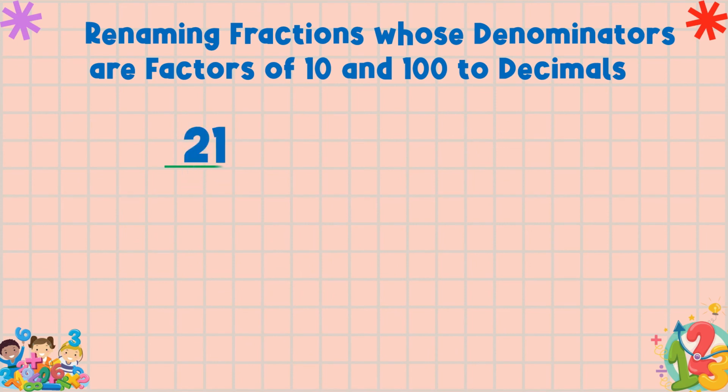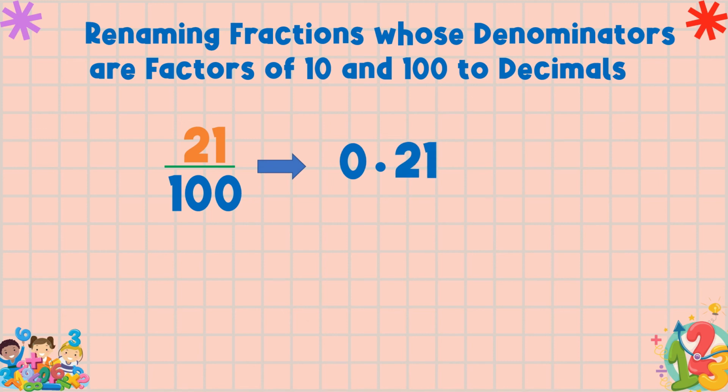Another example, 21/100. First, we're going to write 0 as the placeholder for the whole number, since 21/100 is a decimal number without a whole number. Next we're going to write the decimal point. Then copy the numerator 21 into the decimal number place. Since the denominator is 100, this means that we have 2 digits in our decimal number place. So the answer is 0.21.